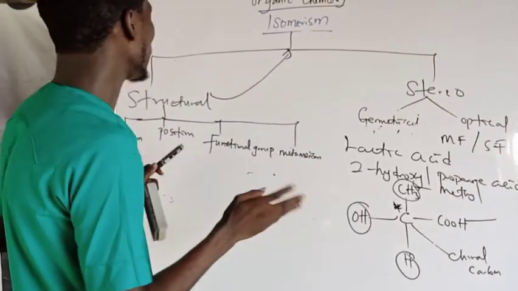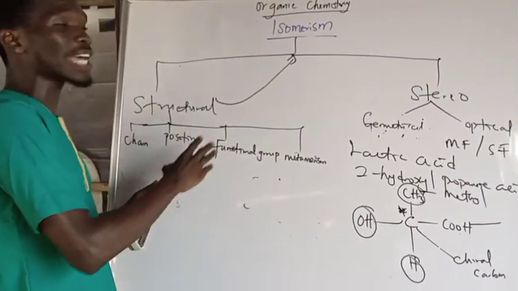So that is it. I think I have justified the part of organic compounds under isomerism.